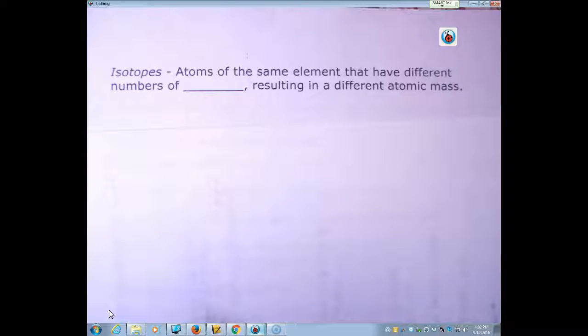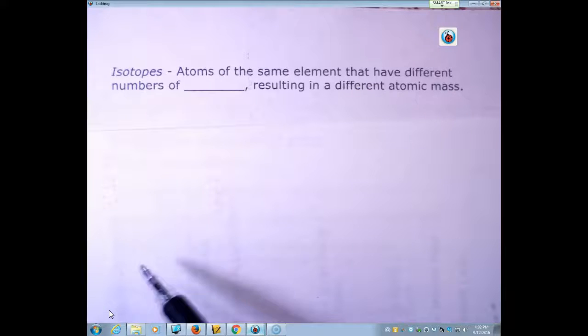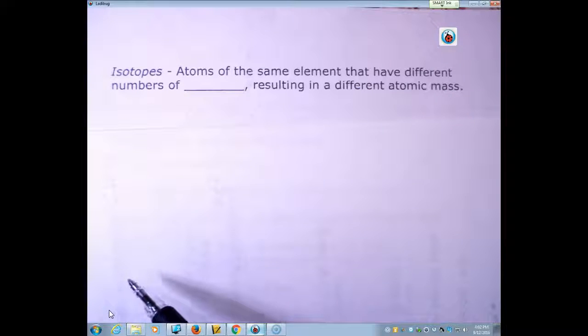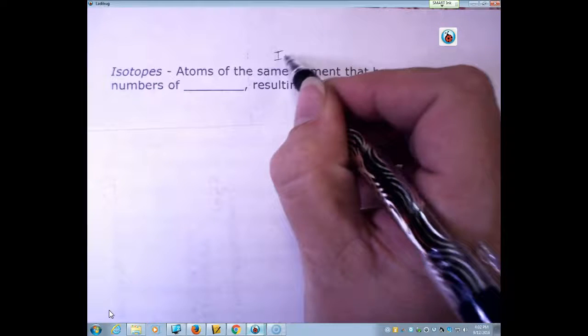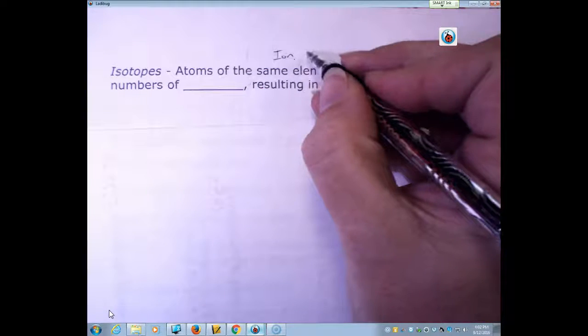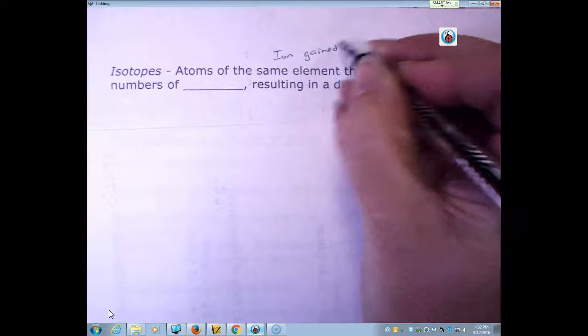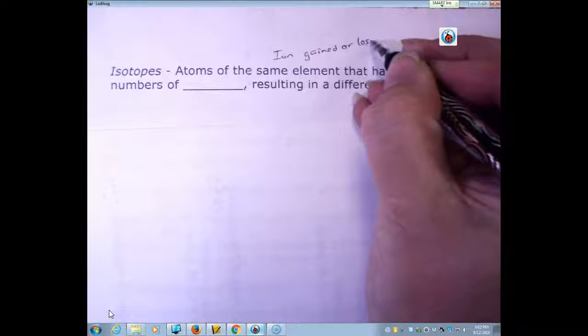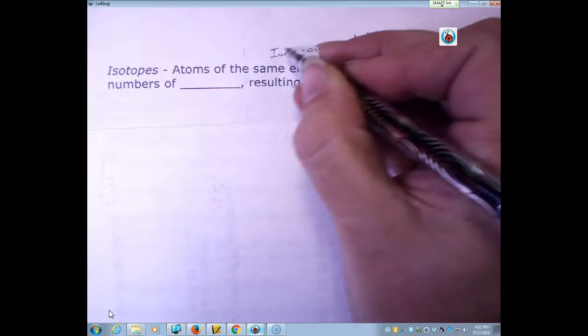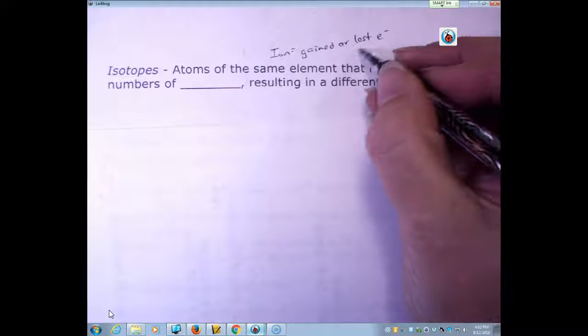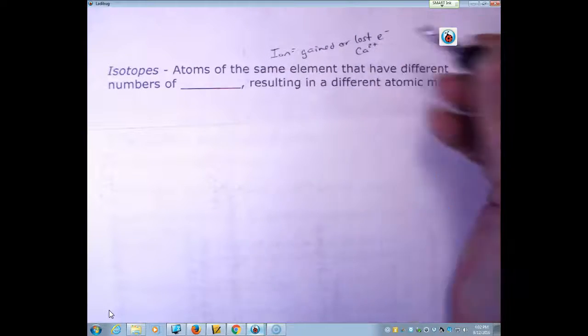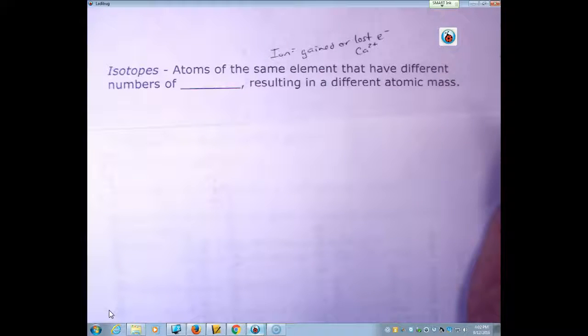Today's lesson, we're going to talk first about isotopes, and then we'll get into some mathematical calculations that we can do. So we learned the other day that an ion is something that has gained or lost electrons. And so they're going to end up with a charge. So we think of things like calcium 2+, which means it's lost 2 electrons.